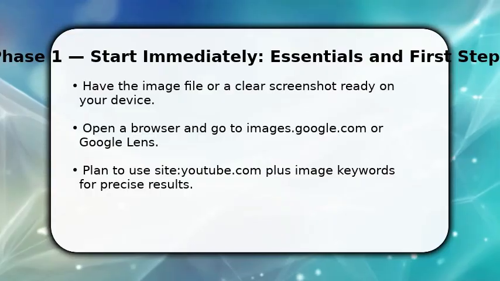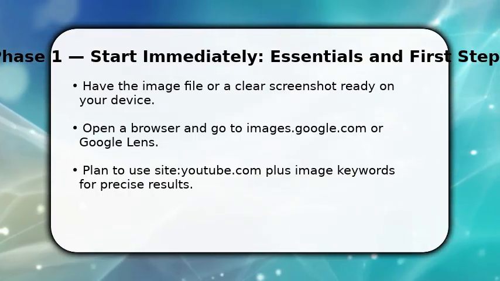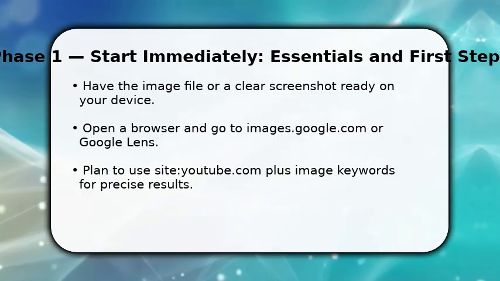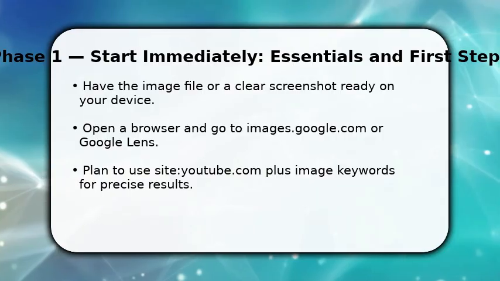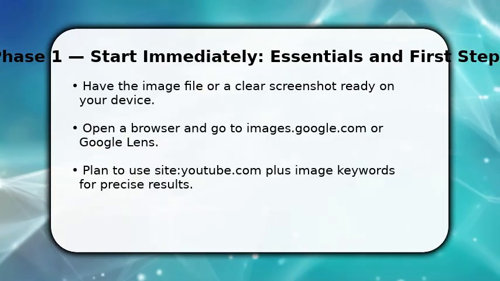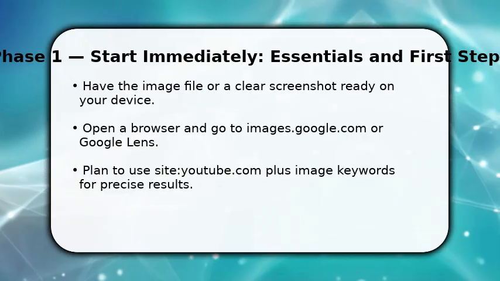Enjoy the video. You begin with an image and a clear goal. Find matching YouTube videos. Open Google Images or Google Lens now and upload the picture. Once done, copy any visible text or unique objects you see. Those become search keywords. Then construct a query using site:youtube.com plus your keywords. This narrows results to YouTube only.